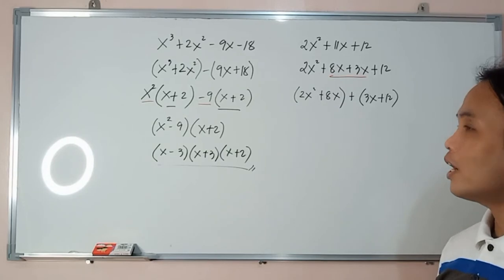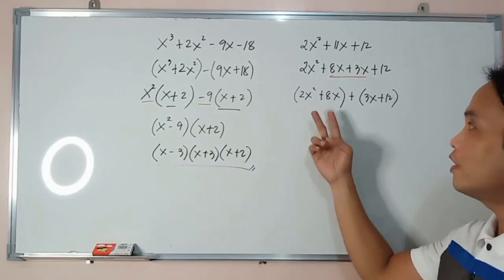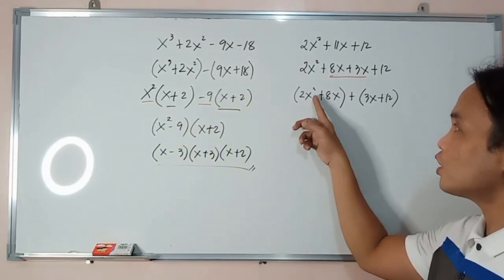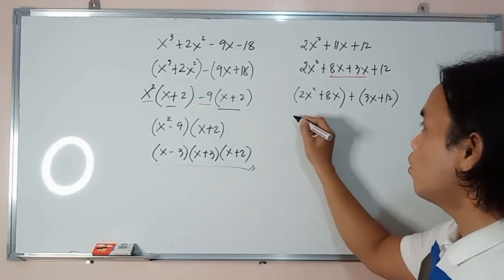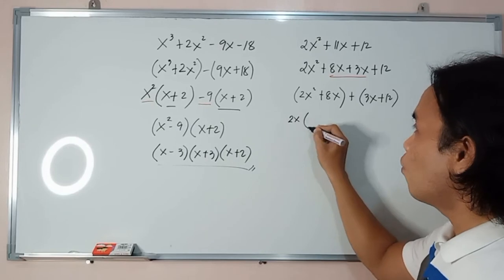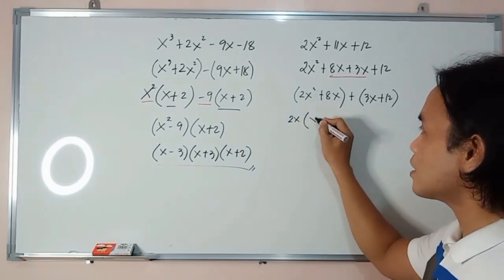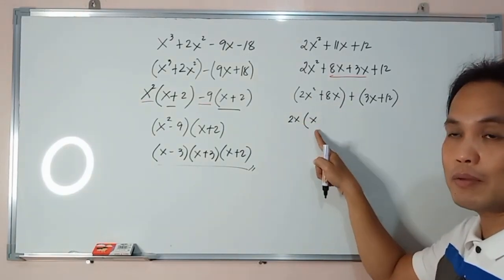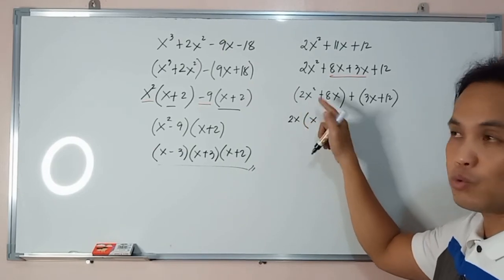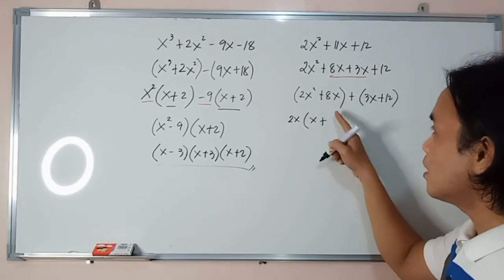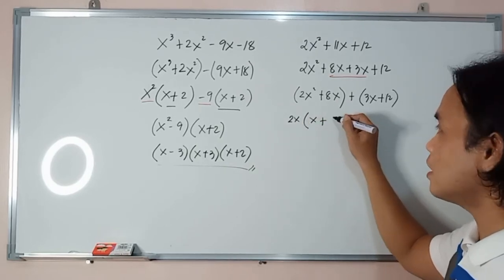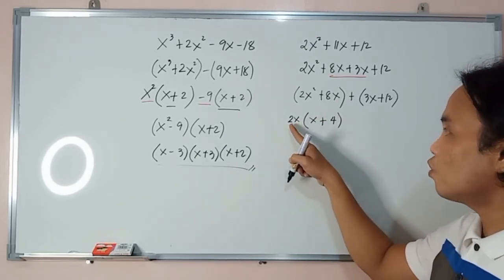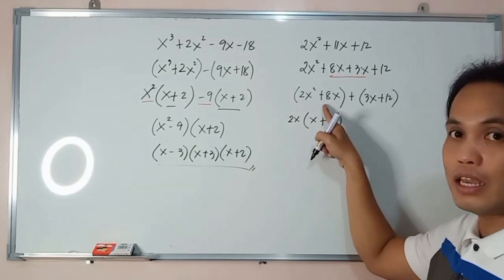Again, we factor out the common monomial factor for these two binomials. We have 2x squared plus 8x. So therefore, our common monomial factor is 2x. We factor out 2x. What remains for this term shall be x, because when we multiply 2x times x, that is 2x squared. We copy plus 8x. The common monomial factor is 2x. So what remains is 4. So 2x times 4, that is 8x.